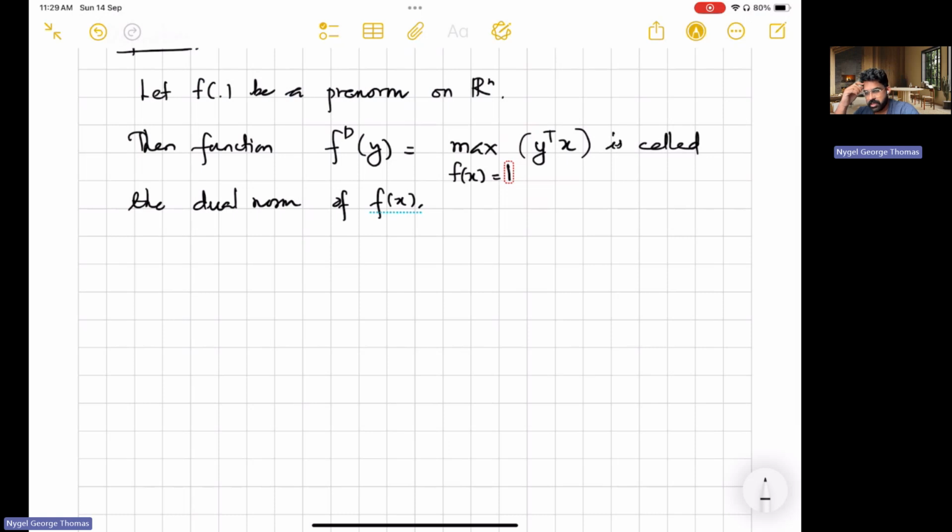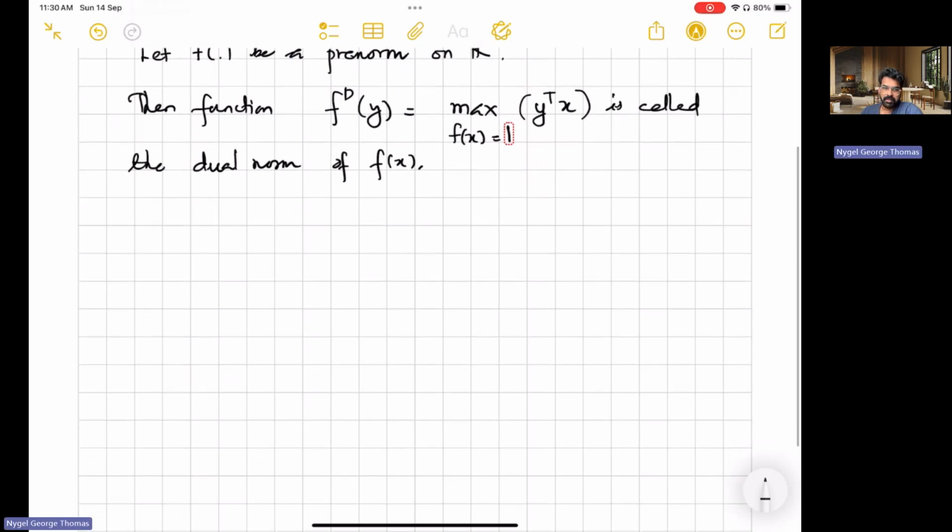So also note, what does this mean? This means that we take the set of all points which satisfy f of x equal to 1. For example, for the L2 norm equal to 1, the locus forms a circle of unit radius. Similarly, take all those points and compute y transpose x, and the maximum value of that will give you the dual norm of that function.